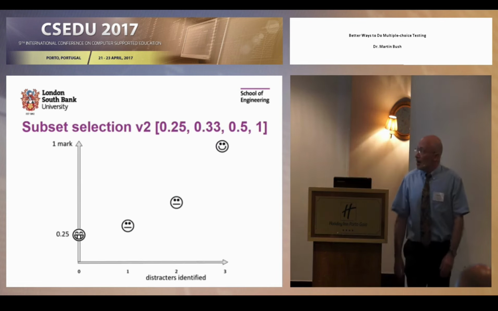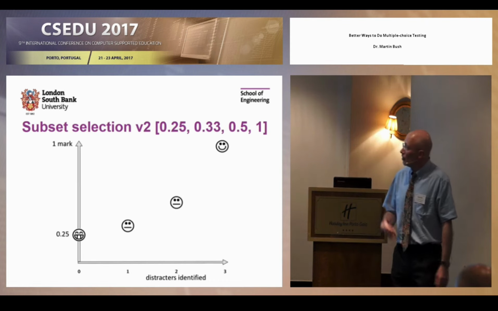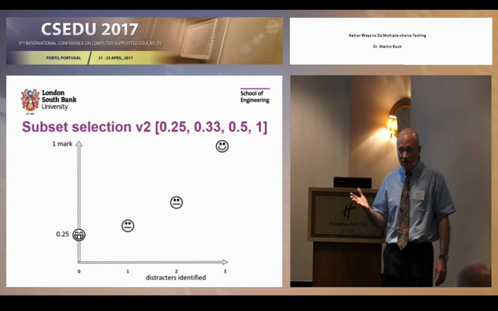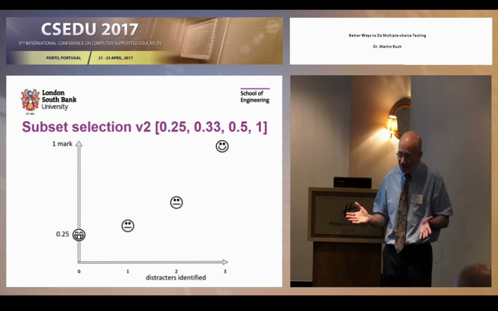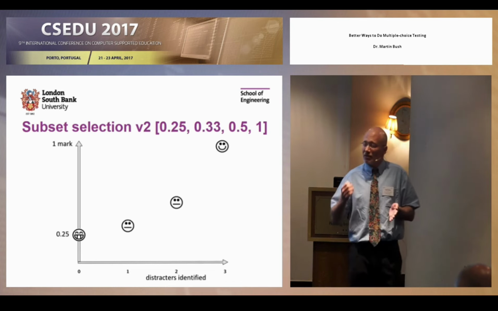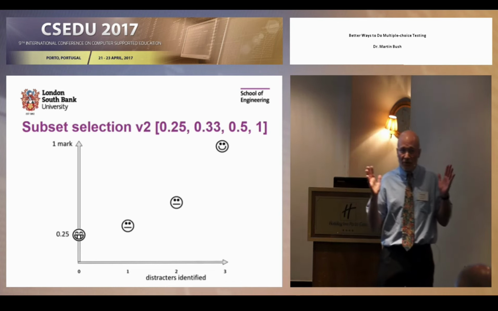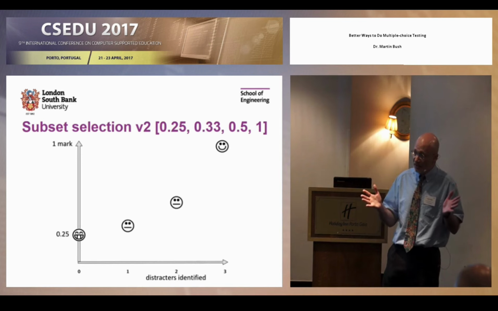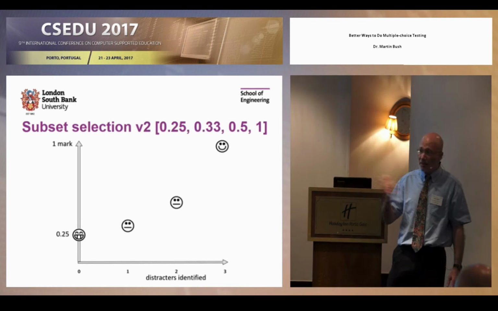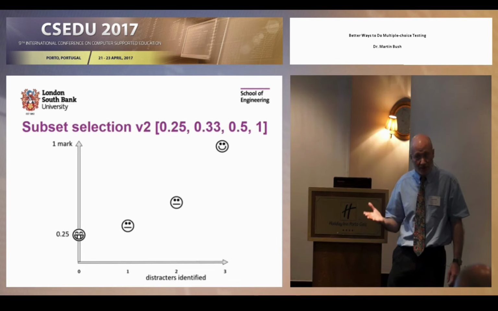Okay. But then, later on, we realized that we could still have subset selection, but without the negative marking. Okay? So, subset selection without the negative marking. That's what we've been using for the last about 5 years, and that's much smoother. The students are much happier about it. We don't get any complaints. Staff are much happier about it.